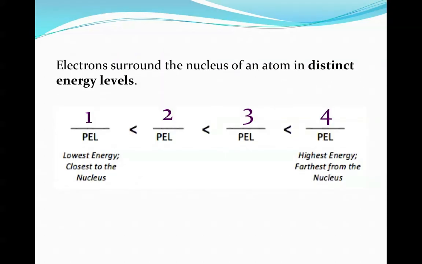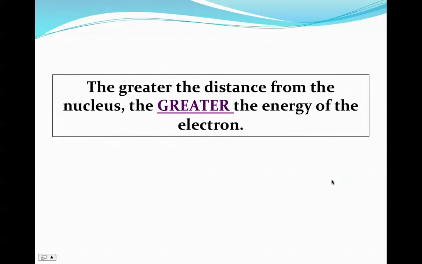So those different energy levels we name as the first energy level, the second, third, and fourth, and so on, and they surround the nucleus of the atom in distinct amounts of energy. The first energy level is the lowest amount of energy and it's closest to the nucleus, and as you move further and further away from the nucleus, they become higher in energy, and again their distance increases from the central nucleus. So the greater the distance from the nucleus, the greater the energy of the electron.